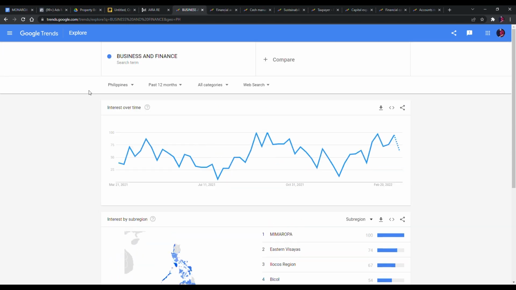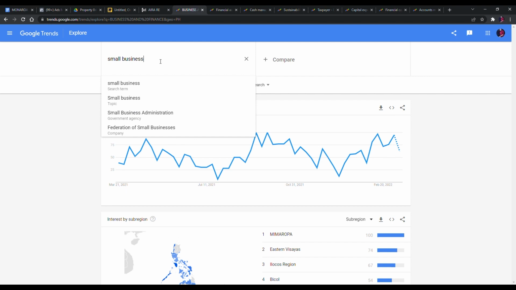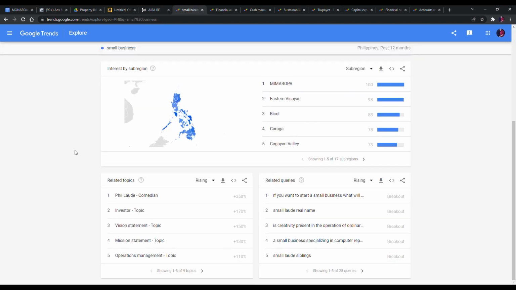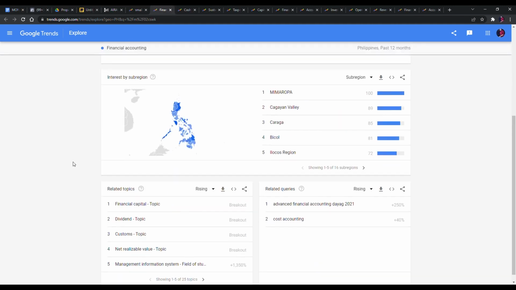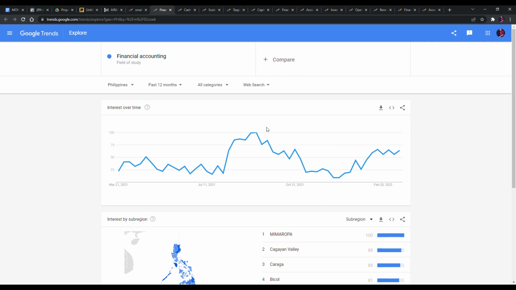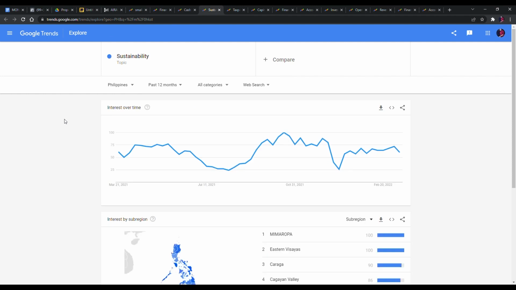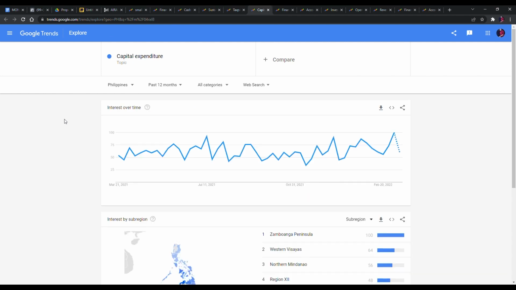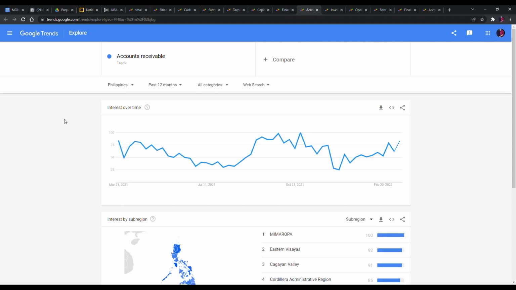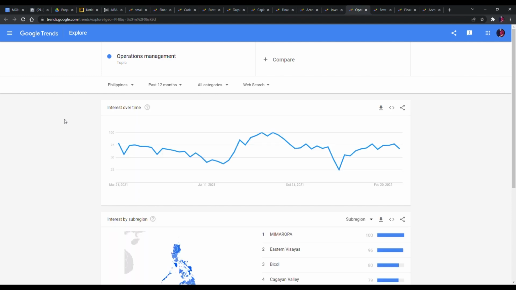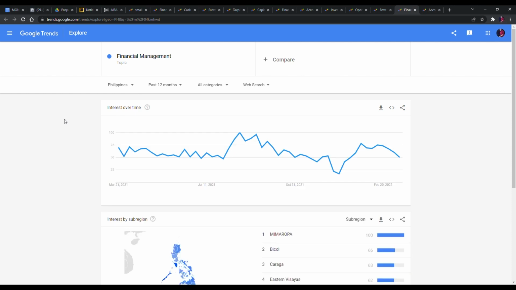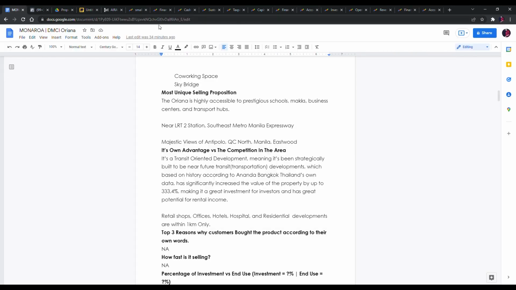All right, I think I want to search a different term, or just small business. Now let's go right here. Investor, that's a good one. Vision, mission statement, operations management. All right, so let's go here. Let's see a bunch of stuff. So it's kind of okay. So got financial accounting, got cash management, sustainability, taxpayer, capital expenditure, financial capital, accounts receivable, investor, operations management, revenue, financial management, account. Oh, and we're back in the first one.